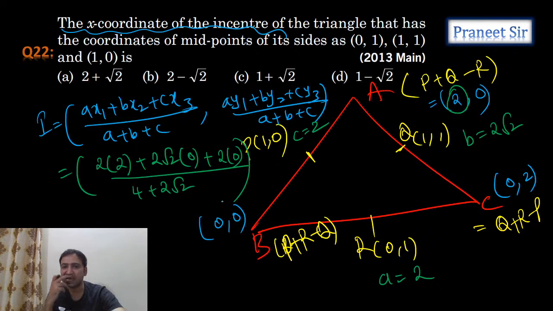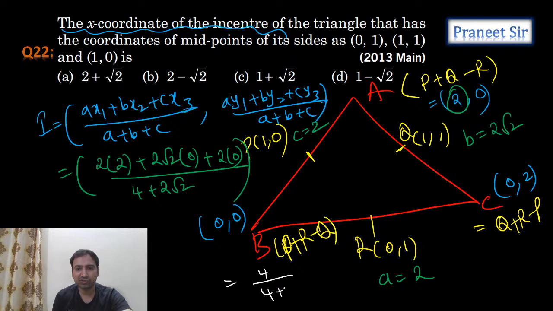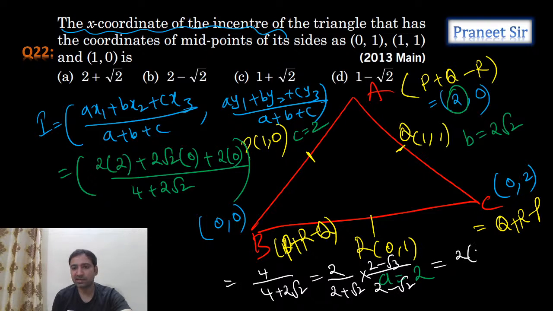So now let's simplify this. As we need only the x coordinate, we are just calculating the x coordinate. So when we simplify this, how much do we get, guys? Are we getting 4 by 4 plus 2 root 2? So this you can simplify: 2 by 2 plus root 2. If you want, you can rationalize it, guys. You can multiply and divide with 2 minus root 2. If I do that, the numerator is 2 minus root 2 into 2, the denominator is 2, the 2s get cancelled, and we get 2 minus root 2.